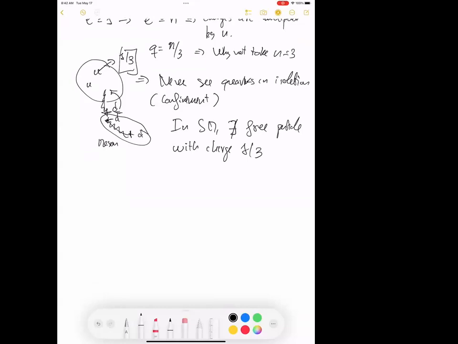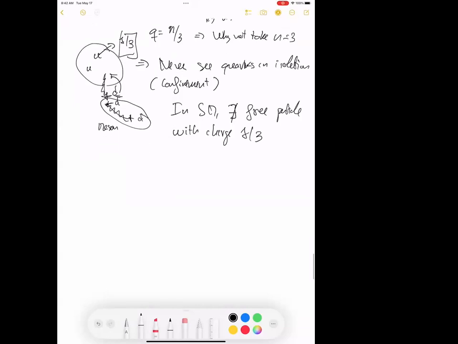Okay. So there's a free particle with charge 1/3. There's no free particle with charge 1/3. Well, here's the thing. If the standard model gauge group is indeed SU(3) times SU(2) times U(1), as you see in Wikipedia, and if you believe the completeness principle, there has to be particles in every possible representation. And indeed, the representation 3 with electric charge 1/3.